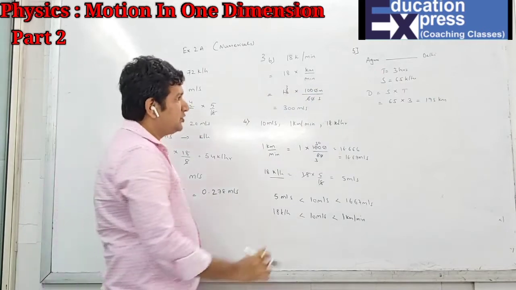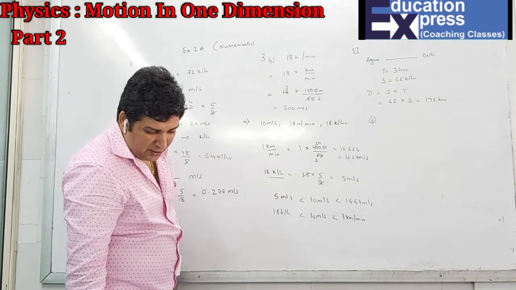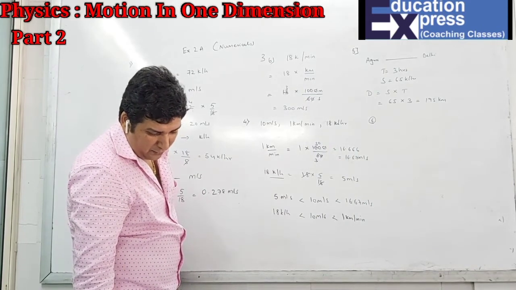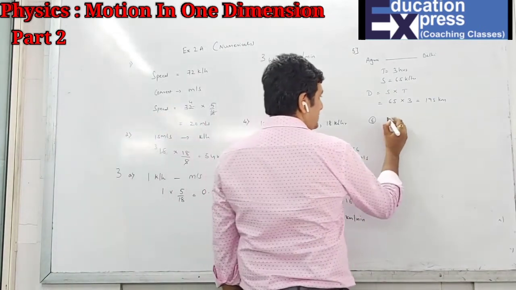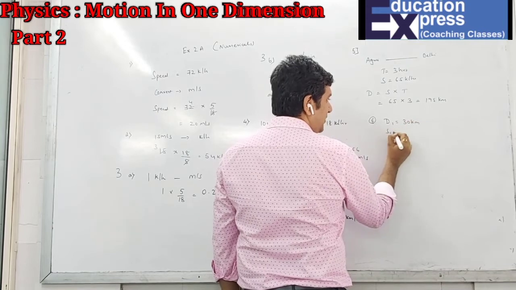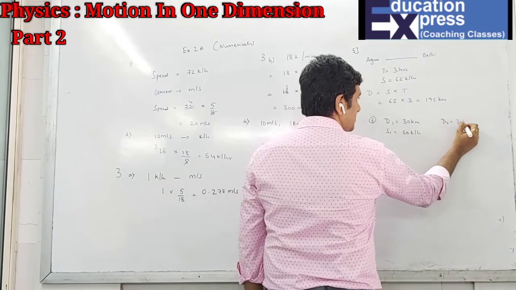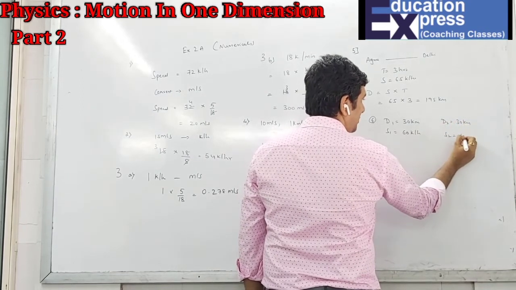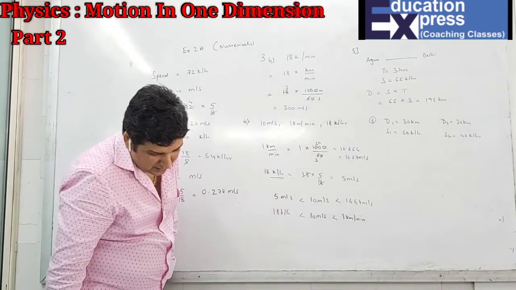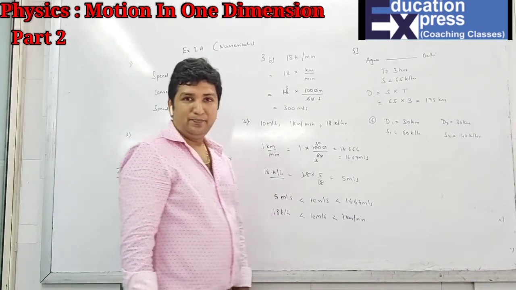Next, sixth question. A car travels the first 30 kilometers with a uniform speed of 60 kilometers per hour and then the next 30 kilometers with a uniform speed of 40 kilometers per hour. That means first it travels 30 kilometers at 60 kilometers per hour and then again travels 30 kilometers at another speed of 40 kilometers per hour. What they have asked: calculate the total time of the journey and the average speed. So I need to find total time and average speed.